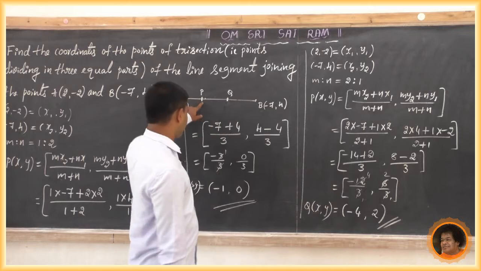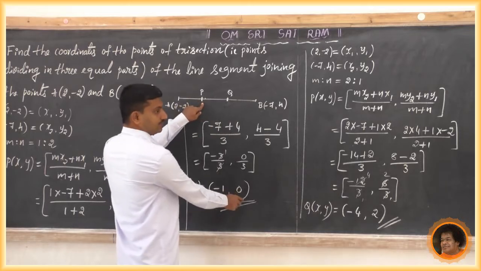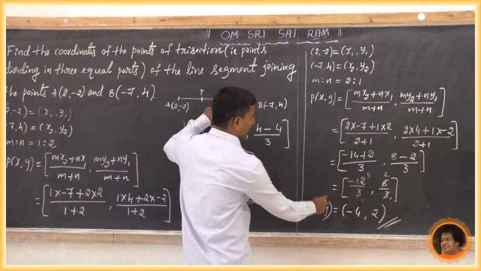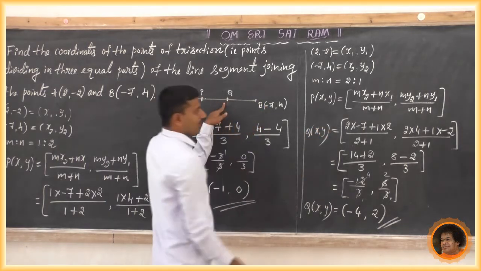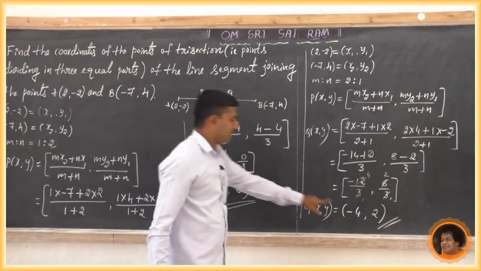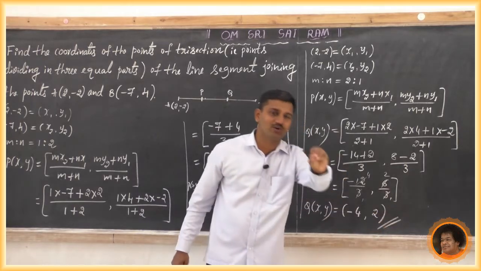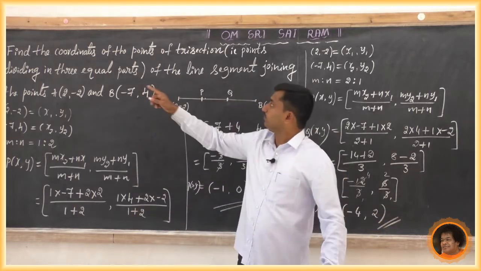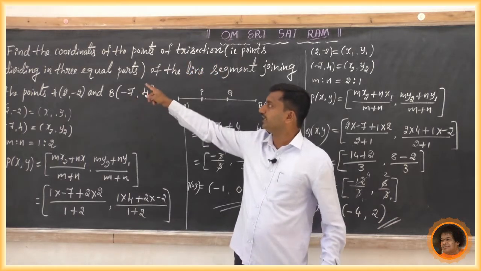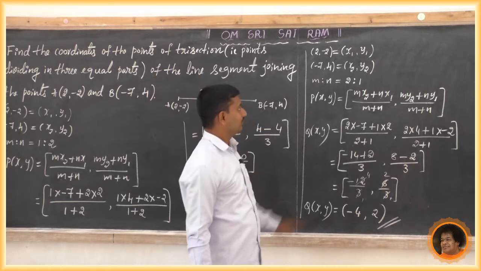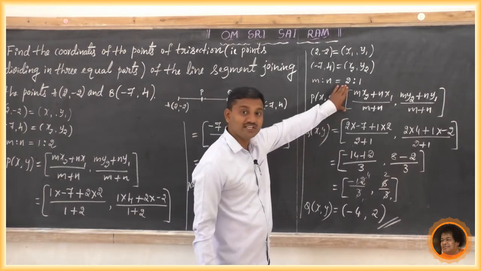So the coordinates of the point P are minus 1, 0. The coordinates of the point Q are minus 4 comma 2. So these are the 3 trisection points. Trisection means points dividing in 3 equal parts. So this is by using the section formula.